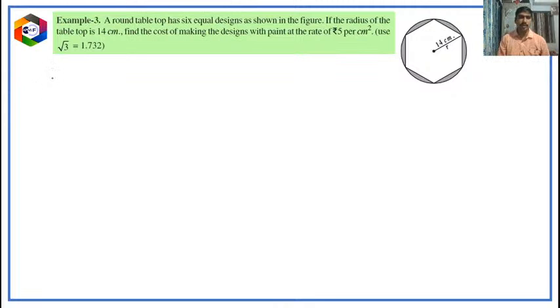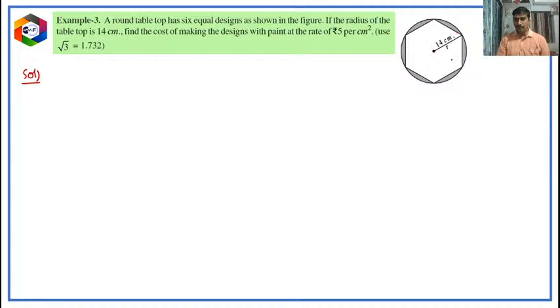Okay, now another important question. Let us observe children here. A round table top has 6 equal designs as shown in the figure. So this is the design, 6 equal designs as shown. If the radius of the table top is 14, from the center to this point, find the cost of making the designs with paint at the rate of 5. That means we need the area, and for each square centimeter 5 rupees. So the total cost we can find. So this area is to be calculated.